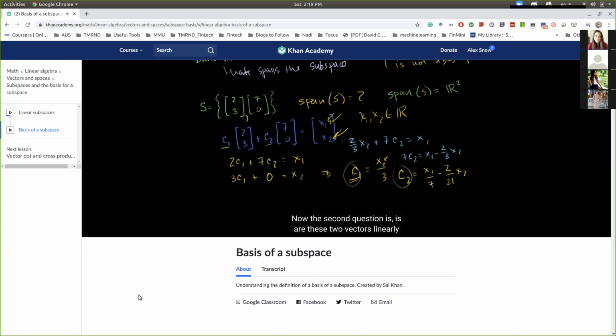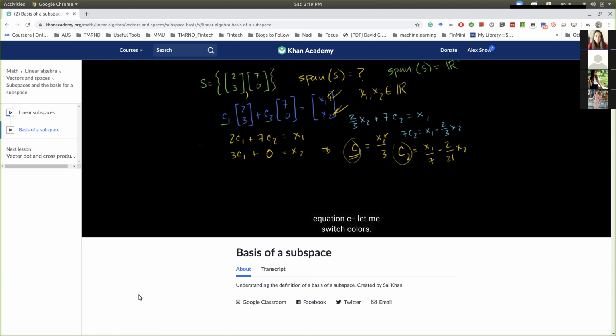Now, the second question is, are these two vectors linearly independent? Linear independence means that the only solution to the equation C1 times the first vector plus C2 times the second vector equaling the 0 vector is when both of these equal 0. So let's see if that's true. We've already solved for it. In this case, x1 is equal to 0 and x2 is equal to 0. This is just a special case where I'm making them equal the 0 vector.